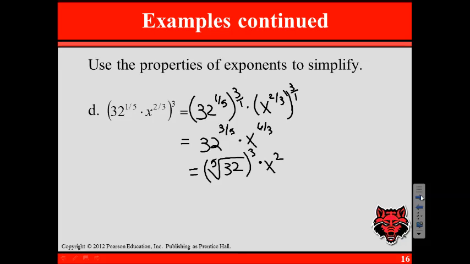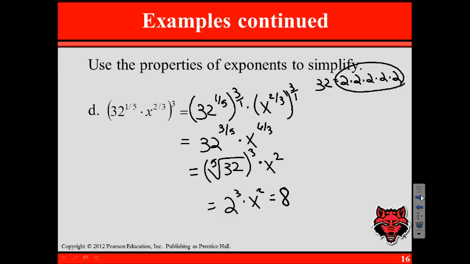The 5th root of 32, we've done this before, but let's write the prime factorization of 32. 2 times 2 times 2 times 2 times 2. The index says we need 5 identical factors, and that's what we have. So the 5th root of 32 is 2. That gives us 2 cubed times x squared. 2 cubed is 8. So this simplifies to 8x squared.